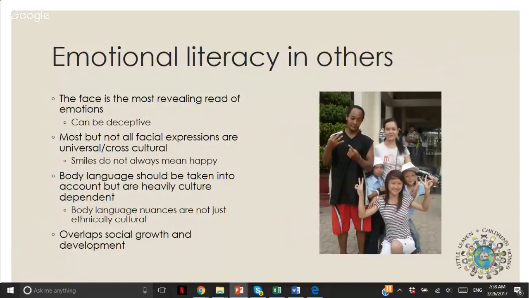Emotional literacy in others. So now we talked about how you notice the sensations that you're feeling in order to identify your own personal emotions. Now, another part of emotional literacy is recognizing the emotions in other people and recognizing how other people are feeling. So the best identifier for knowing how someone is feeling is their face.